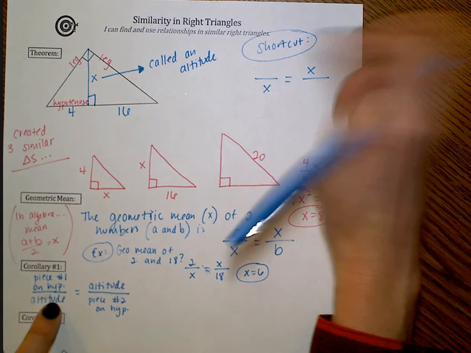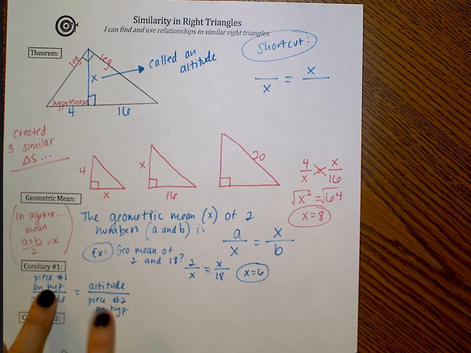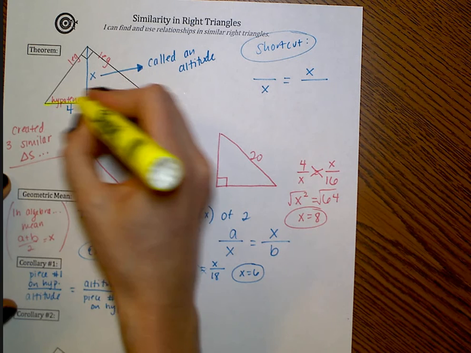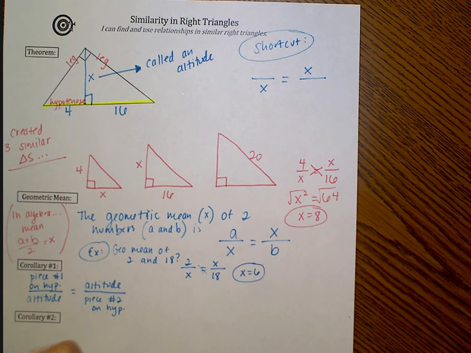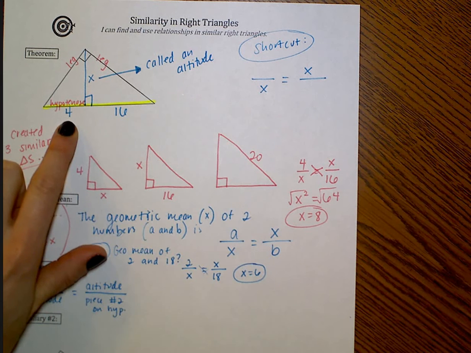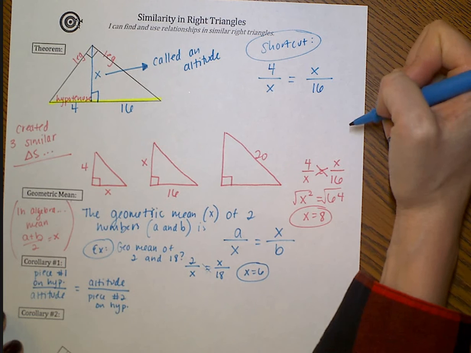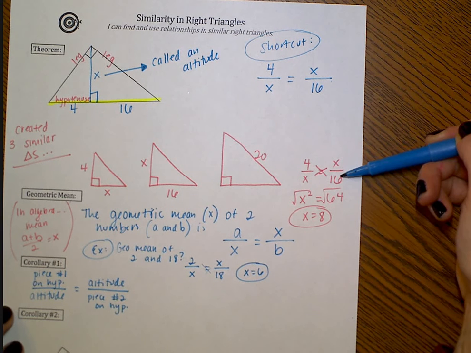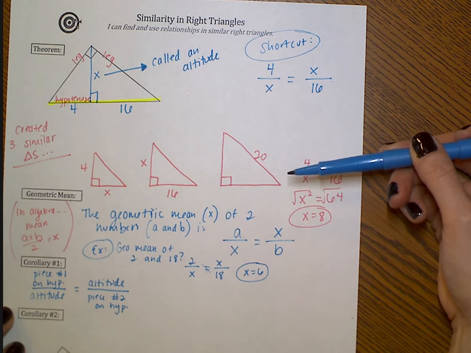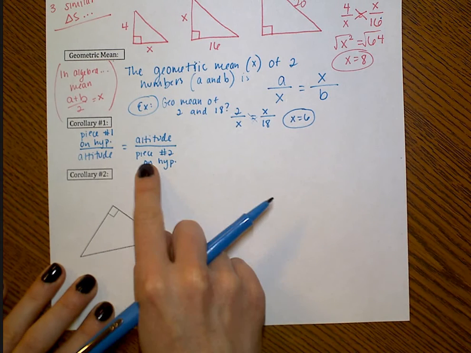And the numbers I should put on the other side should be piece number 1 on the hypotenuse and piece number 2 on the hypotenuse. We determined from the very beginning that this was the hypotenuse of the main triangle, and here are the two pieces, 4 and 16. So those are the numbers I should have put on either diagonal. And if you notice, that's exactly what I ended up doing. I just had to do a lot more work to get there. Okay, so these corollaries are good for you. Okay, they're shortcuts. They make your life easier.